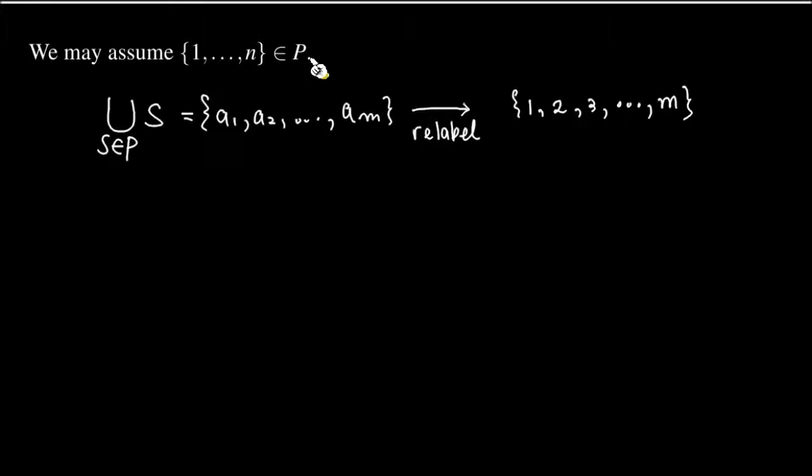Right, here's the beginning of the proof, but I'm going to assume that the entire set 1 through n is inside the collection. This is a typical assumption without loss of generality. So what I'm calculating here is collecting all the subsets in the collection and taking the union. That's what this is about.